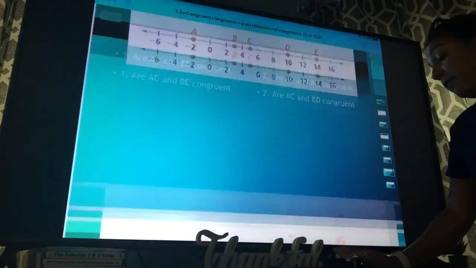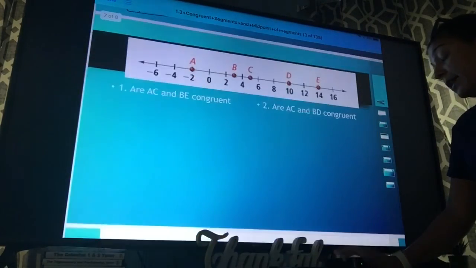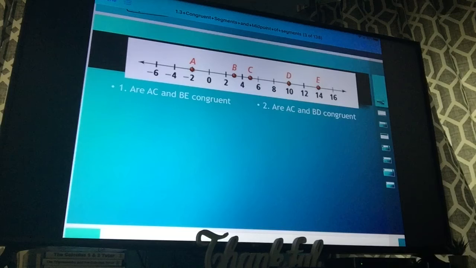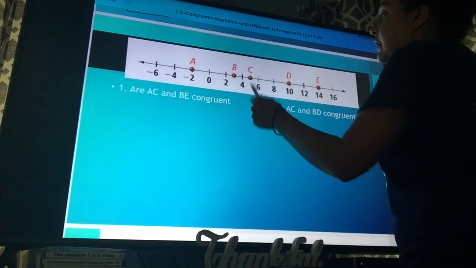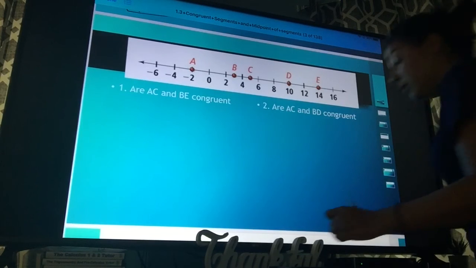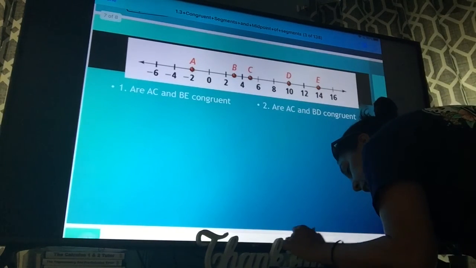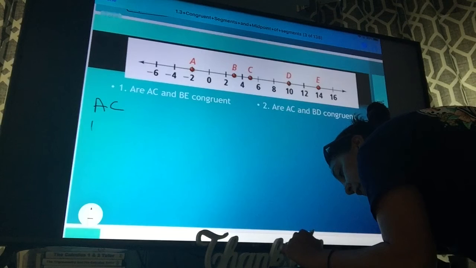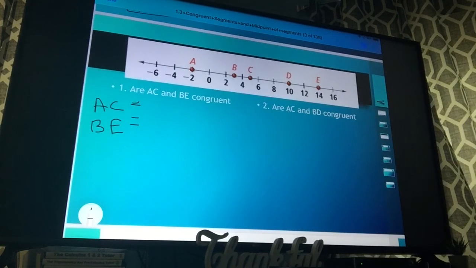Okay, the next two are for you to do. You have one that is the congruent segments. So find whatever AC is and BE is, and make sure you write it should look like AC equals BE equals. Okay, and the reason I want you to do that is because if you have the wrong answer and you just write yes or no, I don't know where you went wrong at.